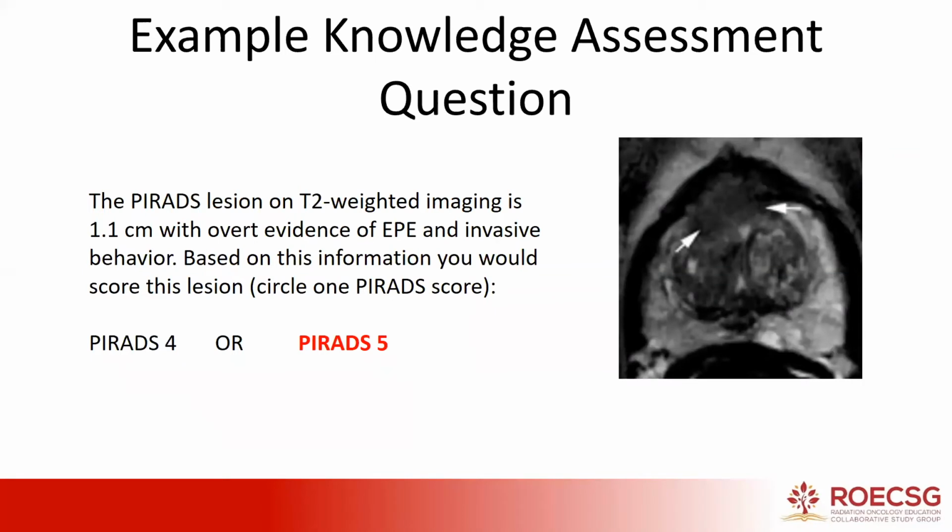One example of our knowledge assessment question is shown here, where we would give a brief history of the PIRADS lesion. Here we see a T2 weighted image of a PIRADS lesion that is located in the anterior part of the transition zone. It's 1.1 centimeters in diameter, but this is a PIRADS 5 lesion given the fact that it has extraprostatic extension, whereas normally a PIRADS 5 lesion has to be greater than 1.5 cm.